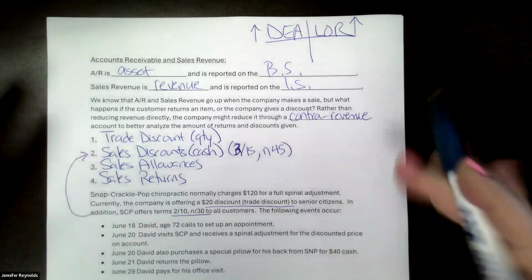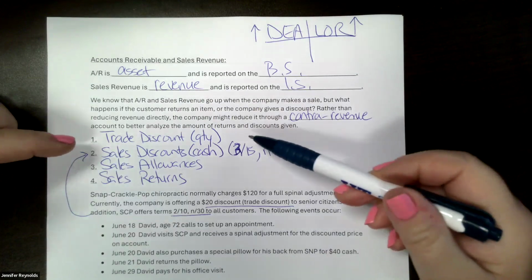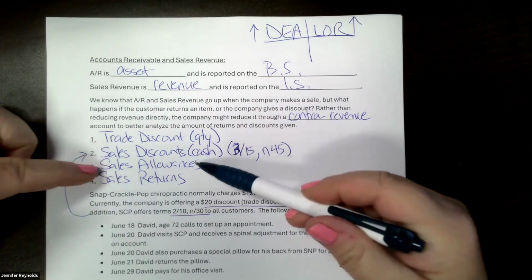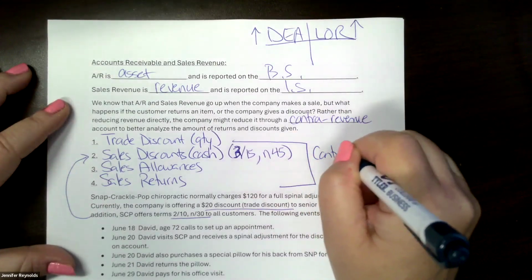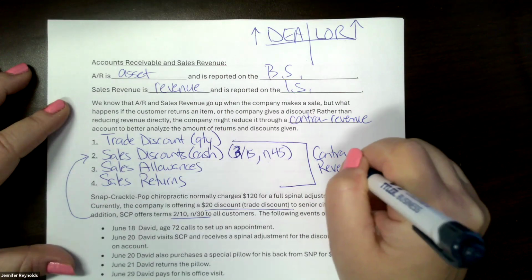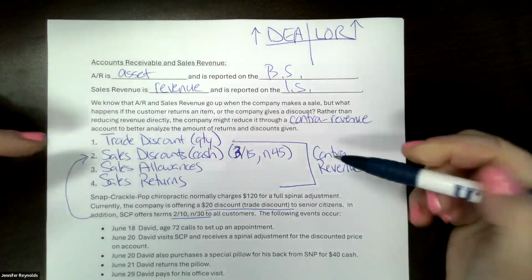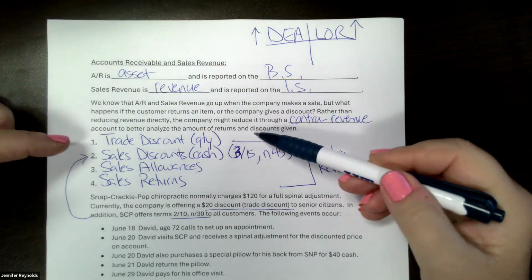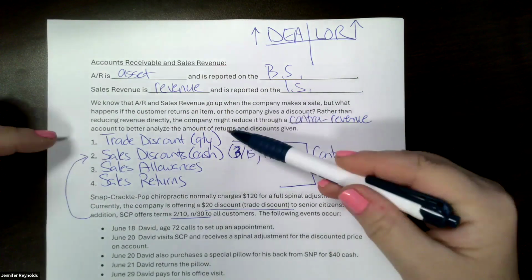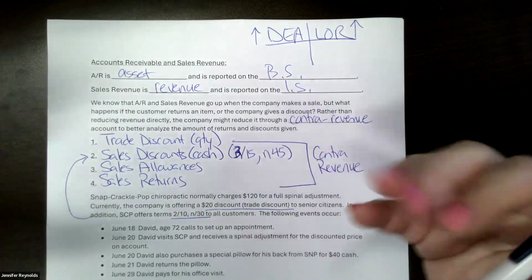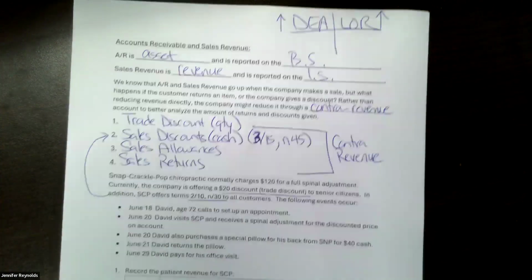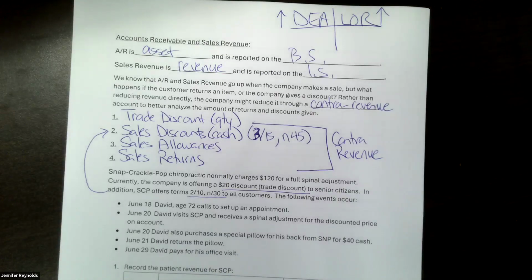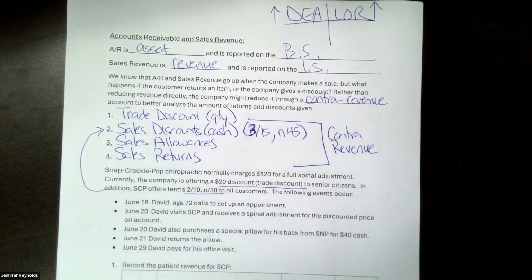So stop for just a second and see if you can remember. This trade discount acts differently from these 3. These 3 are the contra revenue accounts you learned in Principles of Financial Accounting. Trade discounts, we don't record a gross and then back it back out. We just record it at whatever the discount price is. So let's look at our transactions. On June 18th, David is 72. He calls to set up an appointment. What kind of entry does Snap Crackle Pop need to make?